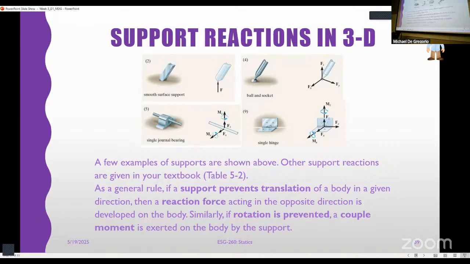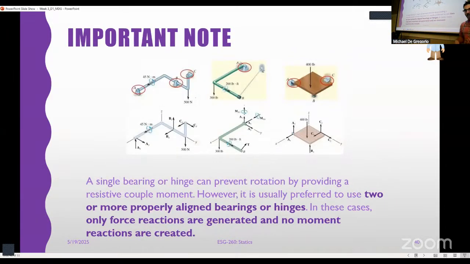Hinge. If you have a single hinge, this isn't going to rotate in the X or the Z. It's allowed to rotate in one direction, but it shouldn't move in any of the other directions either. It should stay put. Again, it's all about what supports allow for movement. How are you allowed to move?